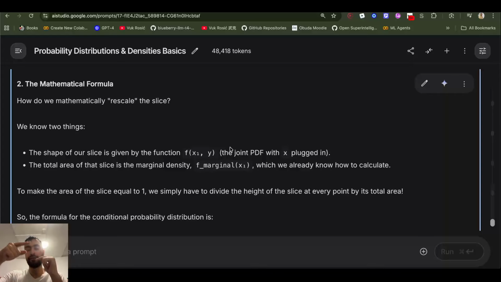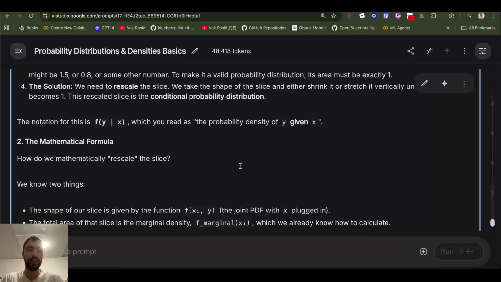First of all, we know the function for this slice, and it's given by f of our value, 75 kilograms, and y, which remains a variable. And the area under this function, we need to make it 1, because it's not 1 right now. It needs to be 1 to add up to 100% to be a valid distribution. Right now, without making it equal to 1, it's called the marginal probability distribution at this value x1 that we picked, like 80 kilograms. And I talked about that in the previous video.